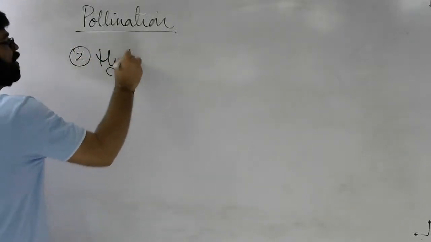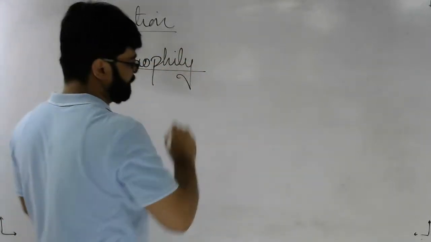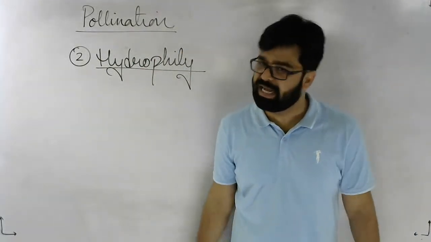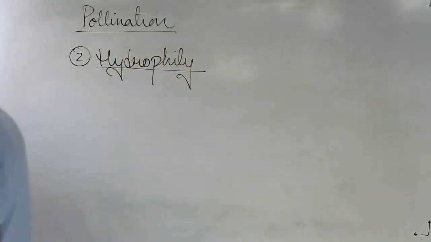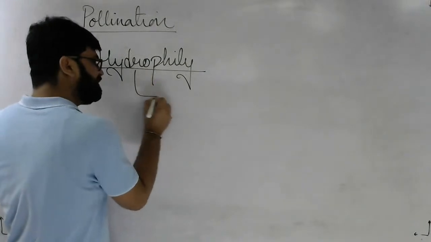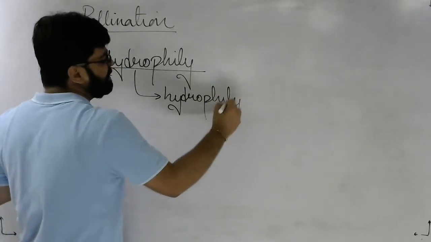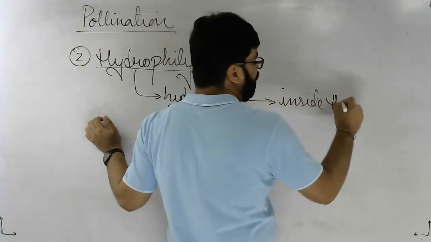Second, hydrophily, pollination with the help of water. Yes, the agency of pollination will be water. Again, we are discussing abiotic pollinators, right? Now, in hydrophily, two different types of pollination are found. One is simply hydrophily, which is taking place inside the water. All right, inside the water.